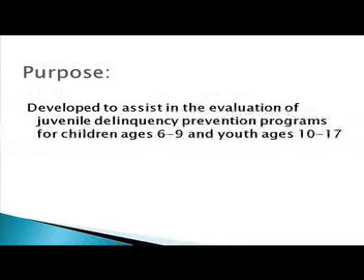The purpose of the PFS is we developed it to assist with the evaluation of juvenile delinquency prevention programs for children ages 6 to 9 and youth ages 10 to 17. As you may be aware, the older version of the PFS was geared mainly toward youth, and it was quite lengthy, and it was taking too long to fill out, and that's why they asked us to create two new versions, a shorter version for children and also a shorter version for youth.